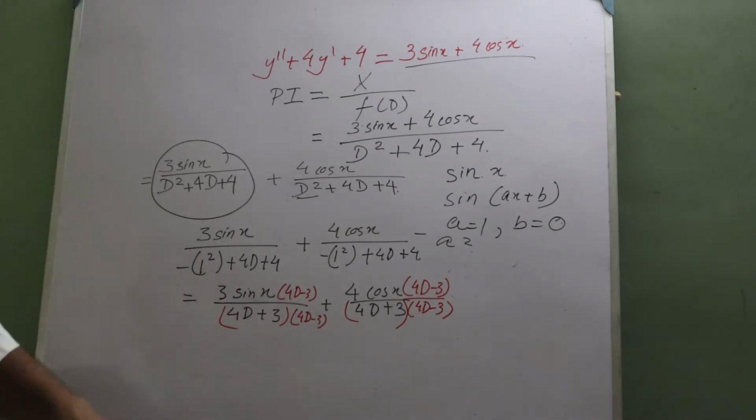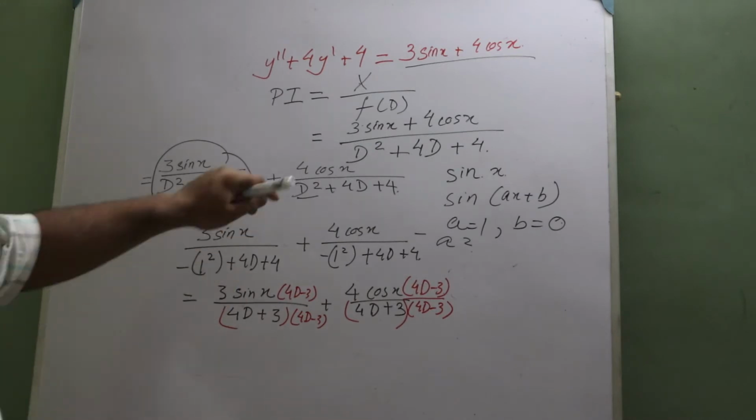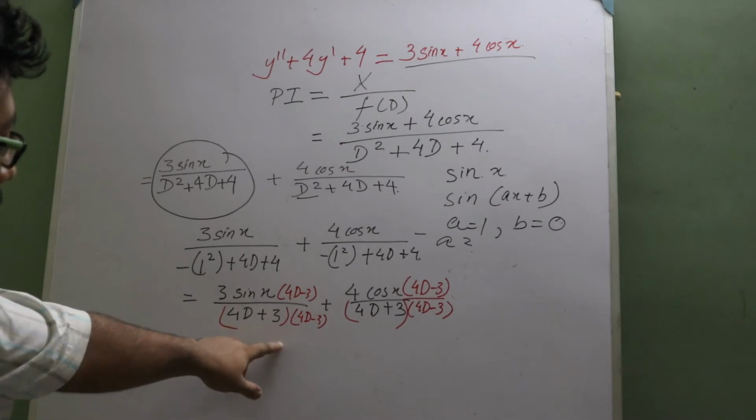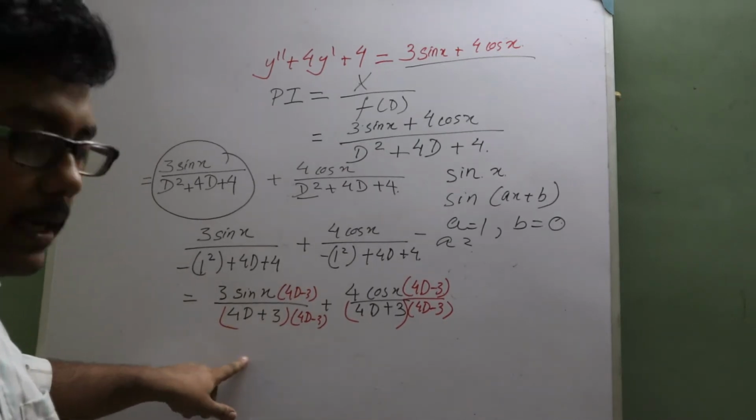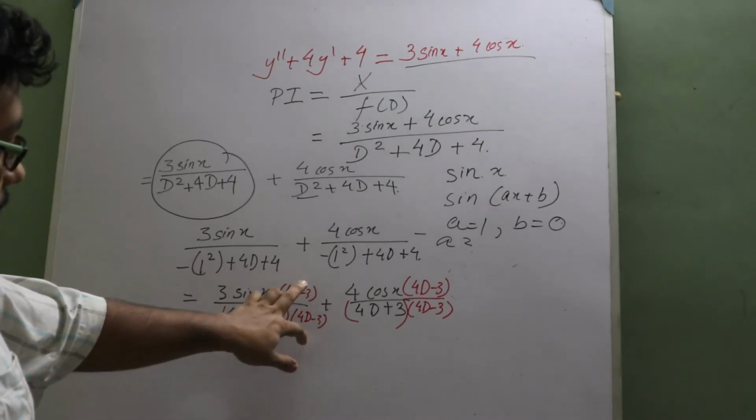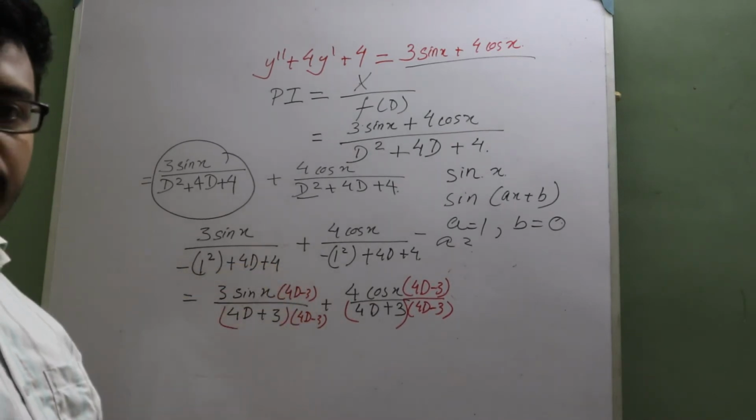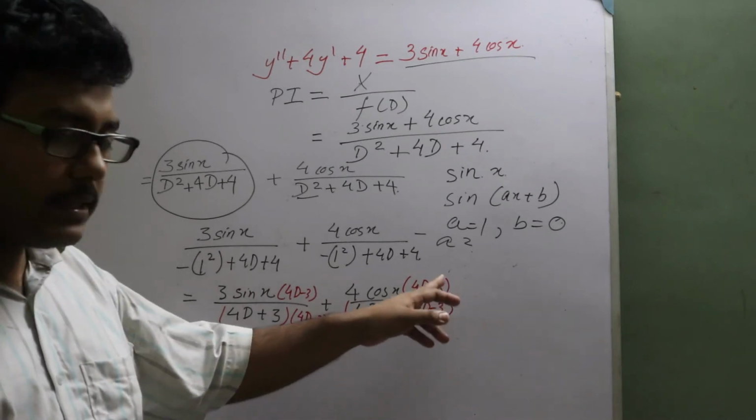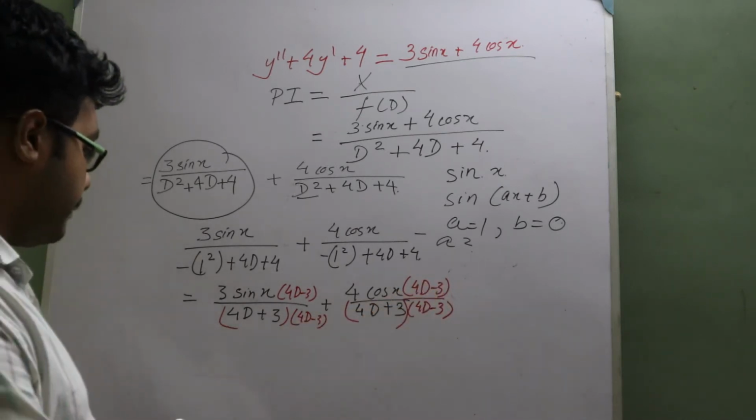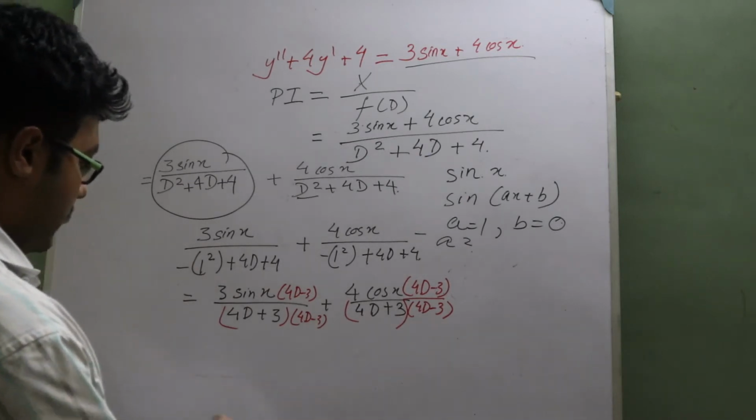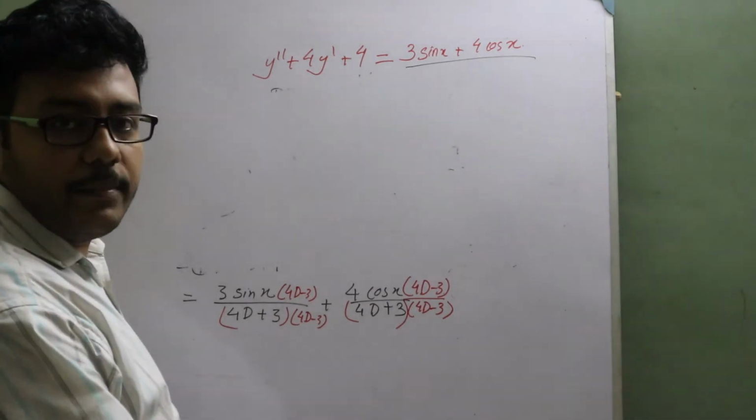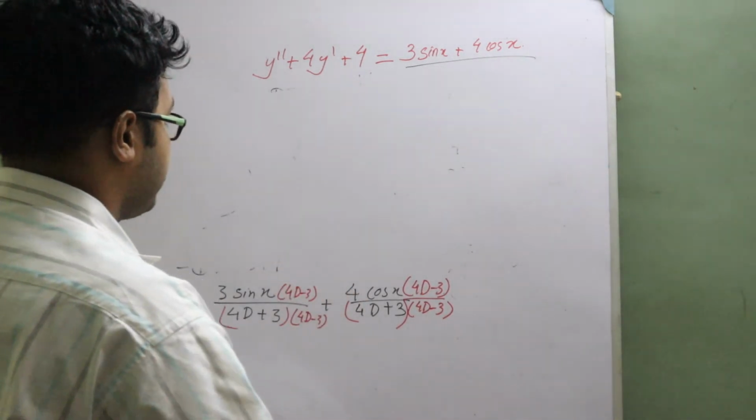What I did is, as I told you, we need to replace the value of D square. So in the denominator, to get rid of D square, I have just multiplied it with 4D minus 3, because both of them will cancel out and become 1, so there will be no problem. And in this case also I have done the same thing. Now I am doing the remaining work in the upper part.